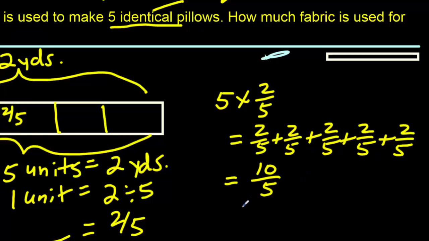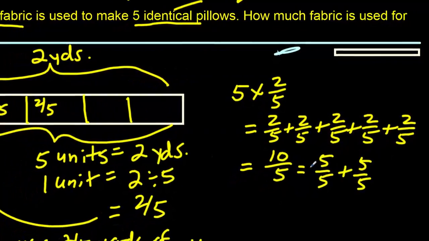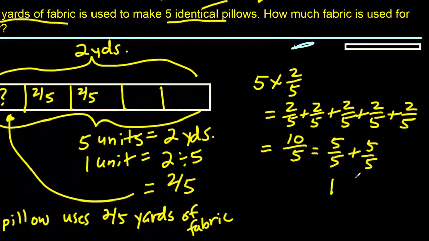So 10/5. I was trying to get you to think about it: 10/5 is equal to 5/5 plus 5/5, right? Isn't that true? And if 10/5 is equal to 5/5 plus 5/5, then that's like saying it's equal to 1 plus one more 1, which is equal to 2. So you can see that our answer is 2.